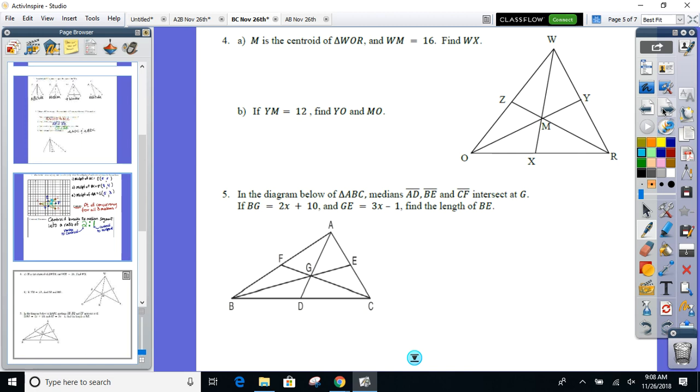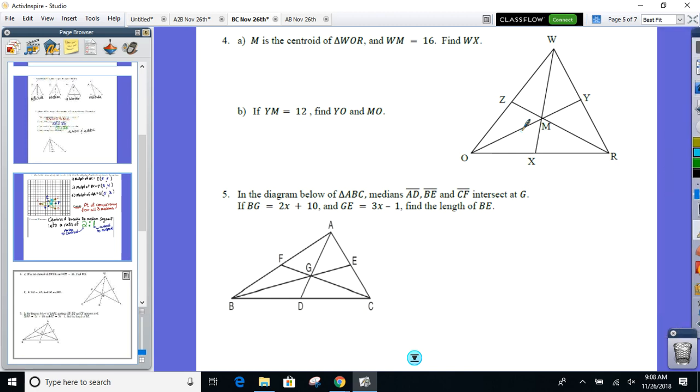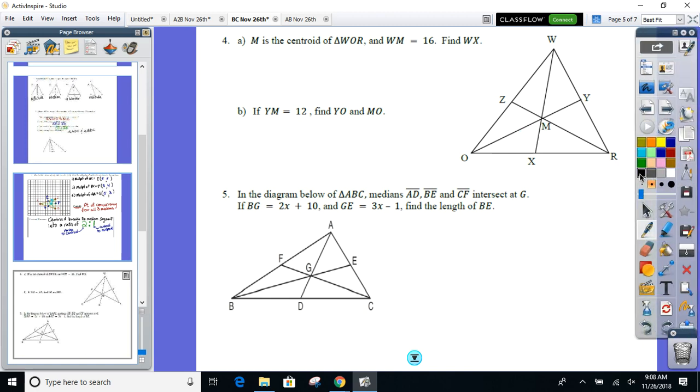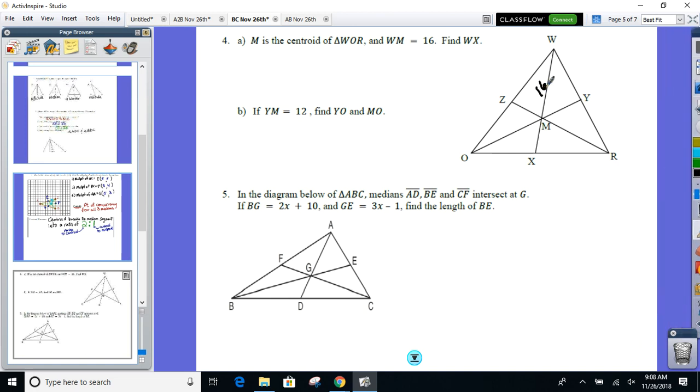Ready? Here we go. M's the centroid. Ding, ding, ding, centroid. So let's get in the habit. Centroid, I'm thinking two things. How's that M formed? These are all medians. Got it. And what's the special fact about the centroid? It breaks every median up into a ratio of 2 to 1. So in part A here, WM is a length of 16. What's got to be WX? The entire thing now.